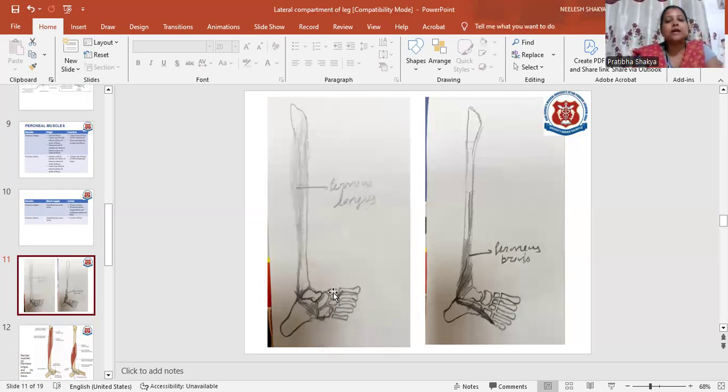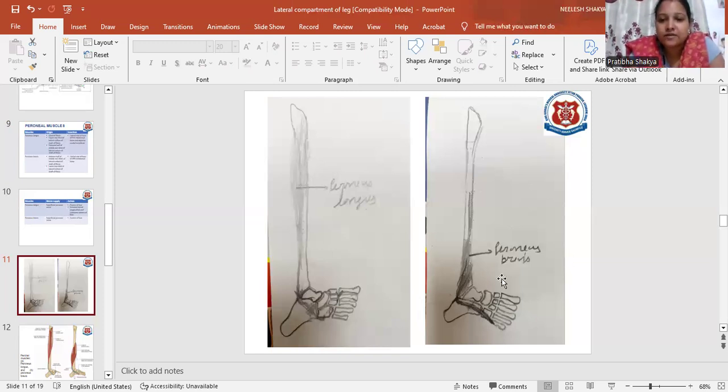This peroneus longus muscle is supplied by the superficial peroneal nerve, and it acts as an everter of the foot. It also helps in maintaining the lateral longitudinal arch and transverse arch of the foot.